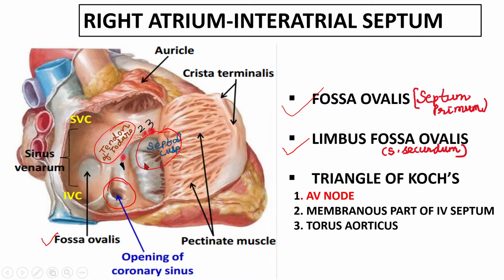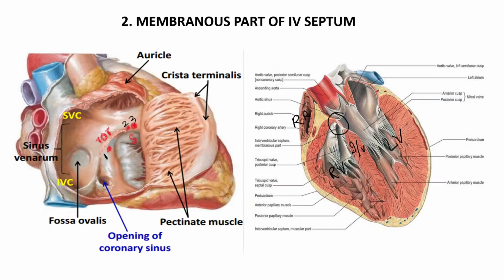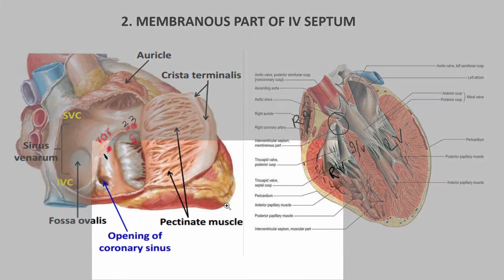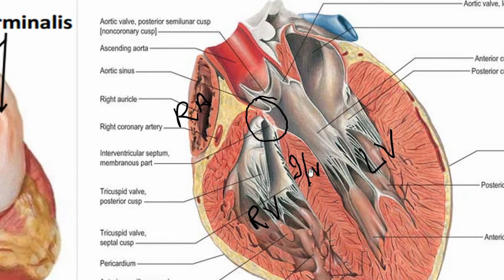Now, other features which we can visualize along with this tendon of Todaro, which I have marked as number 2 and 3, are present just anterosuperior to this tendon of Todaro. Number 2 is the membranous part of the interventricular septum, which is projecting in the lower part of the interatrial septum, and 3 is the Torus Aorticus. With the next slide, I will show in detail what we mean by this membranous part of the IV septum and Torus.